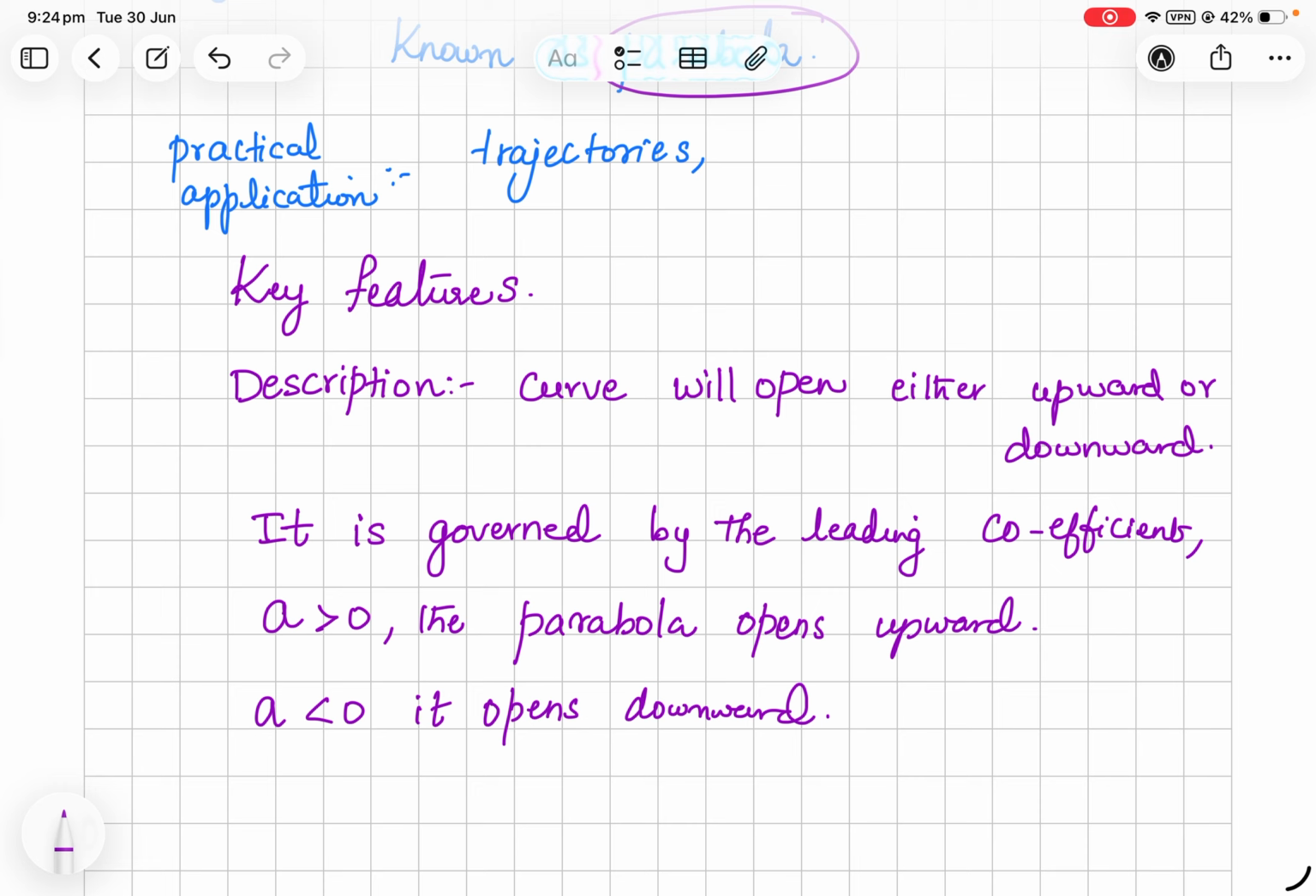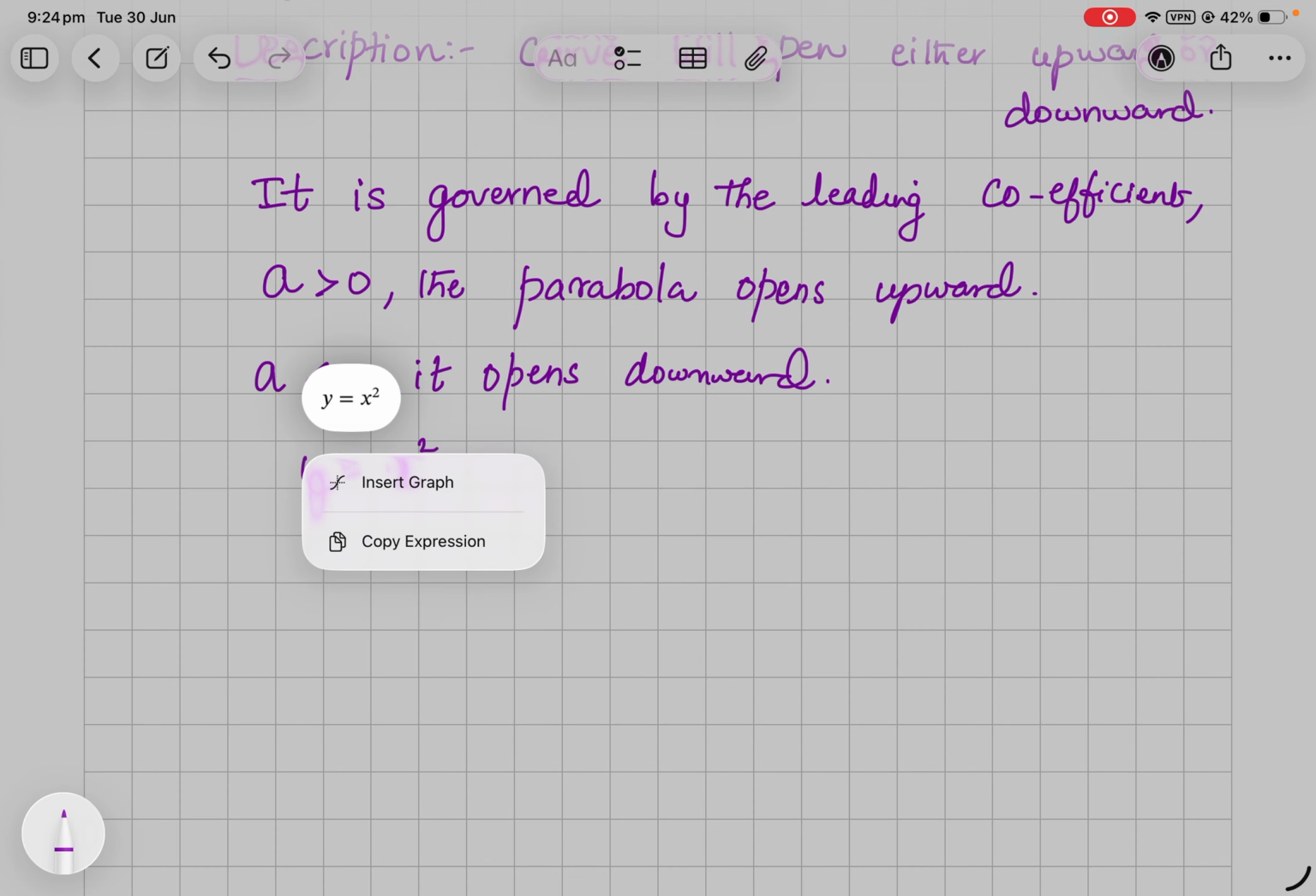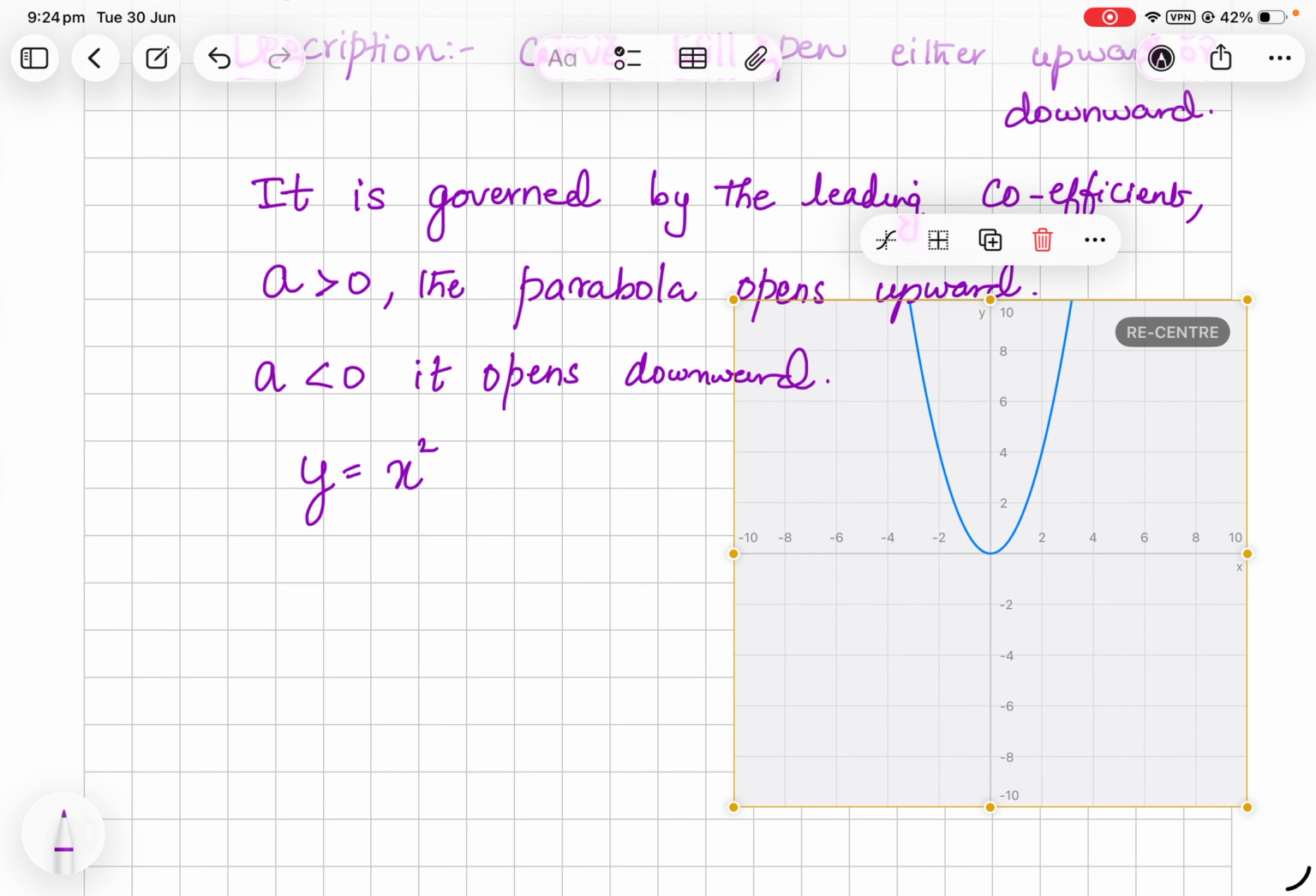So if a is greater than 0, the parabola will open upwards, and if a is less than 0, it will open downward. Many a time we call y equals x squared the parent function. If you see, it is a parabola and it is opening upwards at the moment. That's because if you compare the leading coefficient, the a here is positive 1. So if a is greater than 0, which is all the positive numbers, the parabola should open upwards.